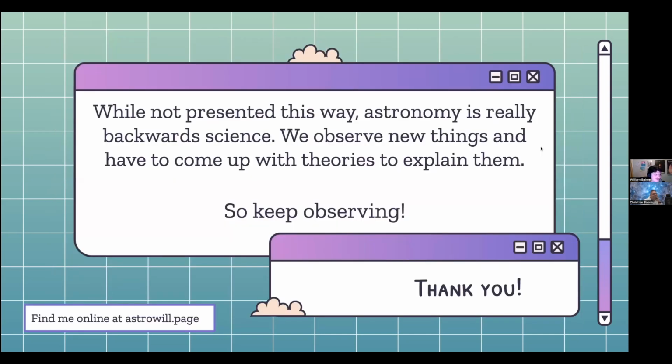So that's about that. And while I didn't present it this way, I think one of my key takeaways is that astronomy is really a backwards science most of the time. A lot of the time, we as humans make a new telescope, observe a new thing, and we have to come up with a theory in order to explain what we're seeing. So everyone should keep observing, right?